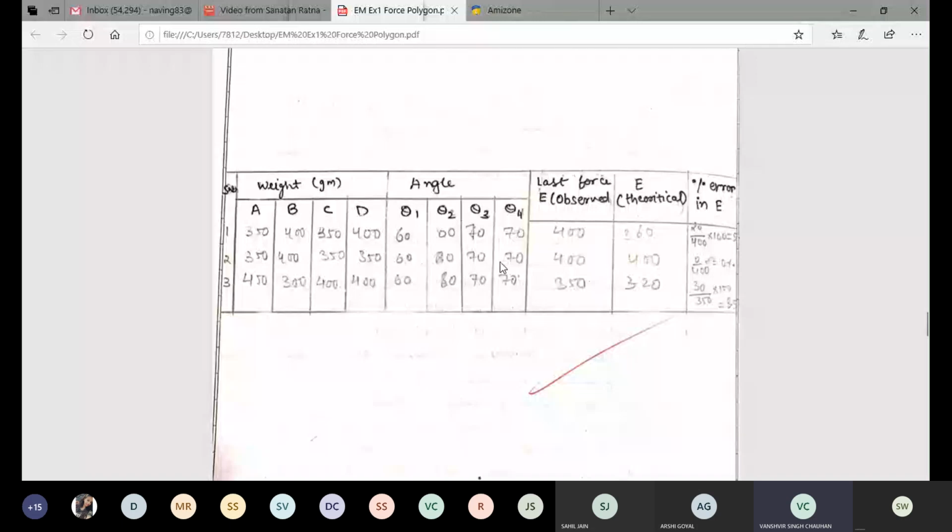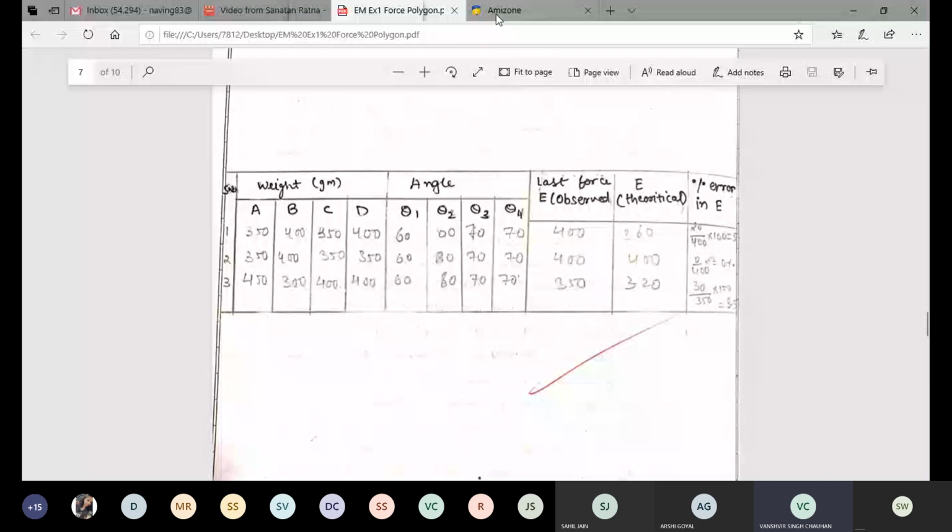When we are in the lab, we will do the experiment properly, and we will show you there how the different values change. In this case, the angles are the same. Okay, sir.